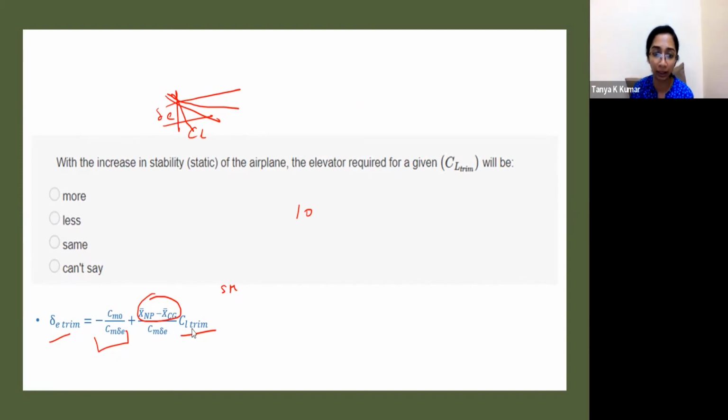So to trim the aircraft at the same CL, a more stable aircraft requires more delta E trim. This is analogous to one of the questions that we discussed in the previous tutorial, the last question, I believe. If it's more stable, it is less maneuverable. So we require more control surface deflection to maneuver the aircraft. Right, so is it clear now? Maneuverability and stability are opposite of each other. So the more stable the aircraft, the more delta E trim required to trim it at the same CL. So it's difficult to maneuver. Okay, can we go ahead? Is this question clear?